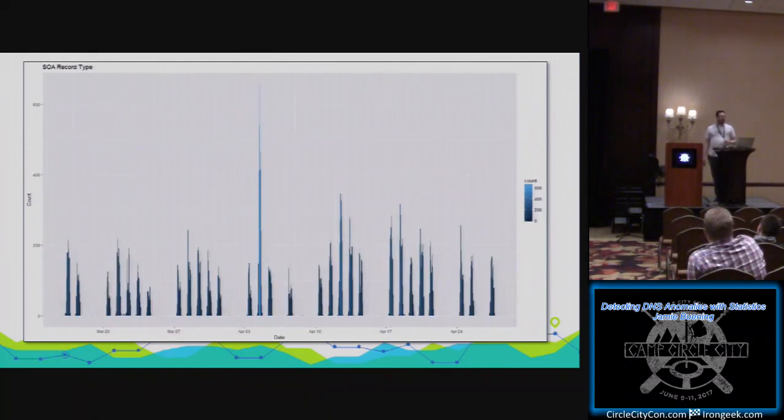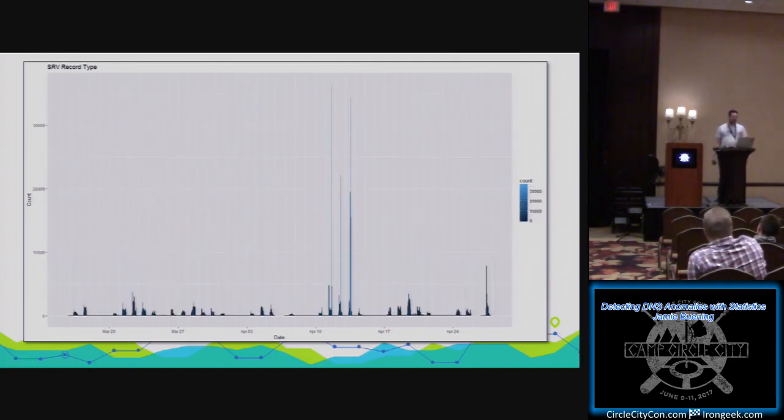Took individual plots of a couple of those just to see them a little better. The SOA record type here, we can see, yeah, definitely we've got something that's out of the ordinary on this day. We might want to look into it, see if it was just some sort of regular business cycle or if it was something odd going on. And then this is just a bigger plot of that service record type, where we've got probably three kind of in the middle there, maybe one on the end.